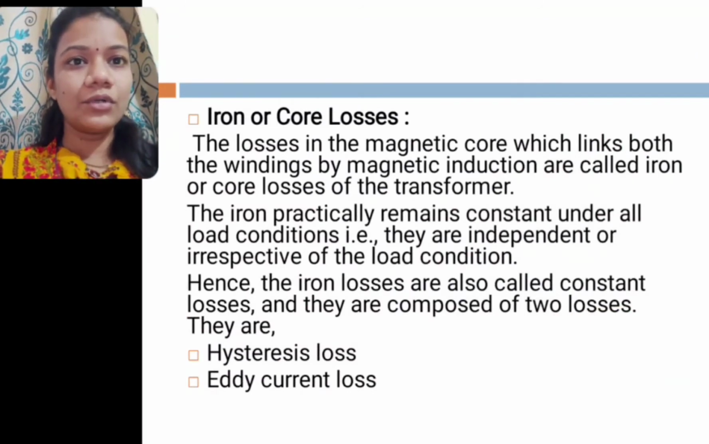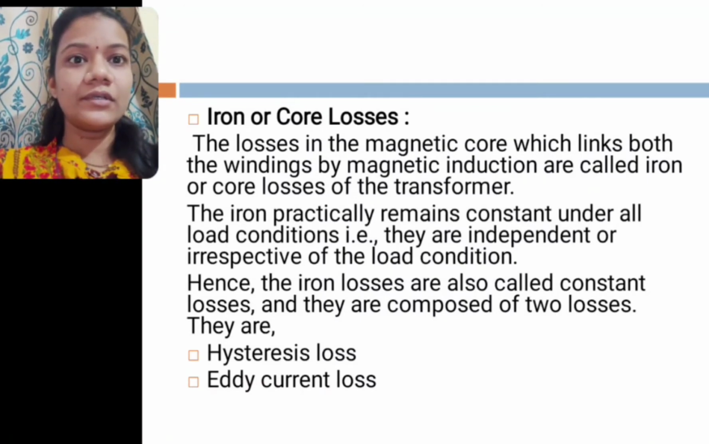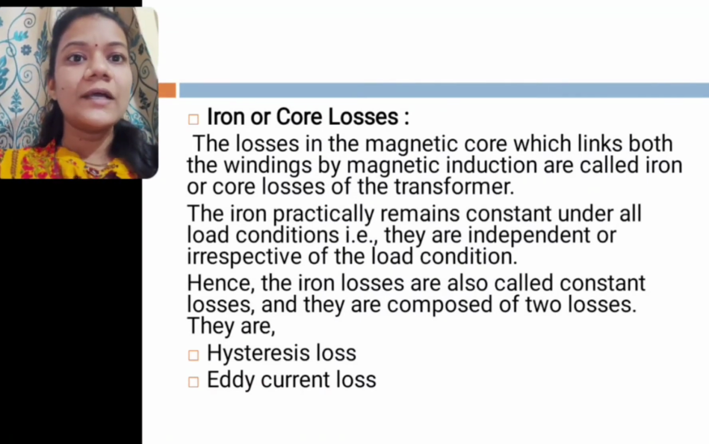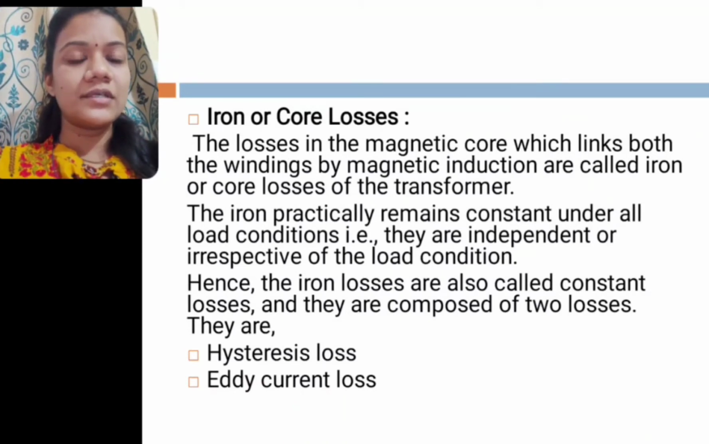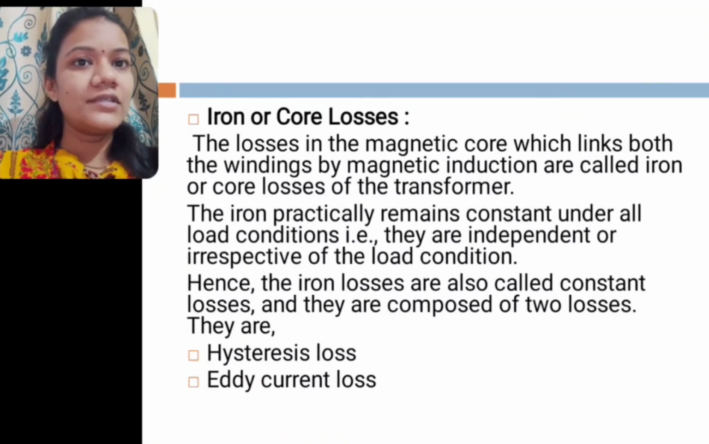First is iron or core losses. The losses in the magnetic core which links both the windings by magnetic induction are called iron or core losses of the transformer. The iron losses practically remain constant under all load conditions, irrespective of the load. Hence the iron losses are also called constant losses. They are composed of two losses: first is hysteresis loss and second is eddy current loss.